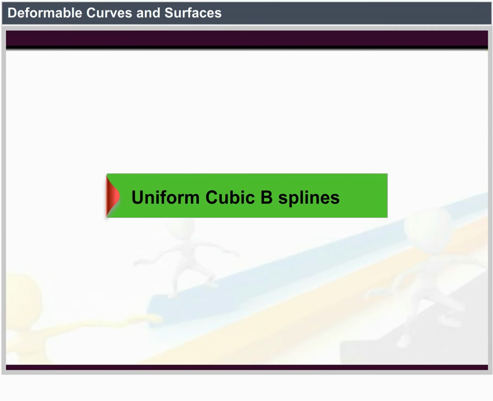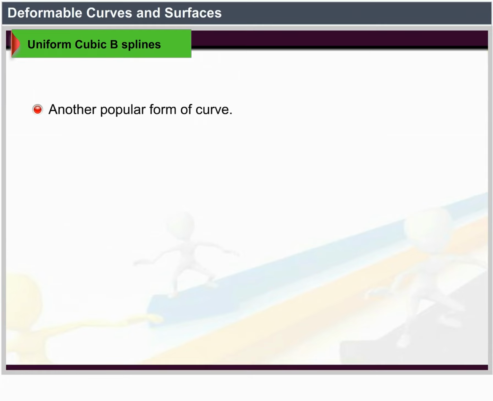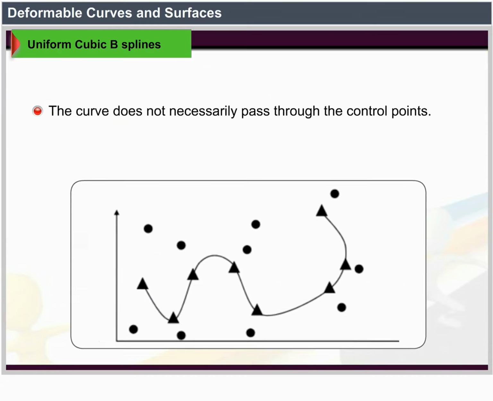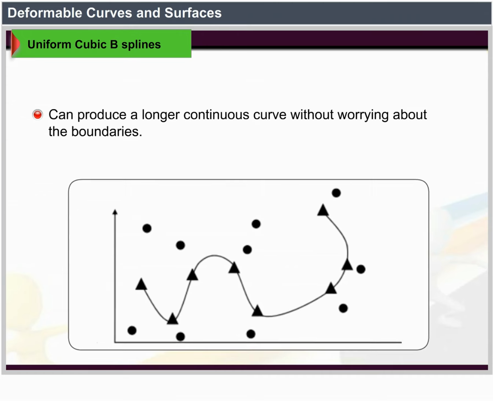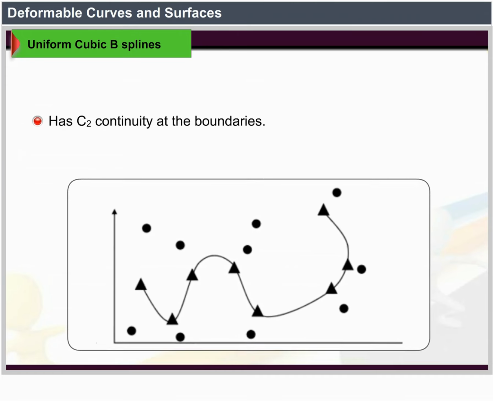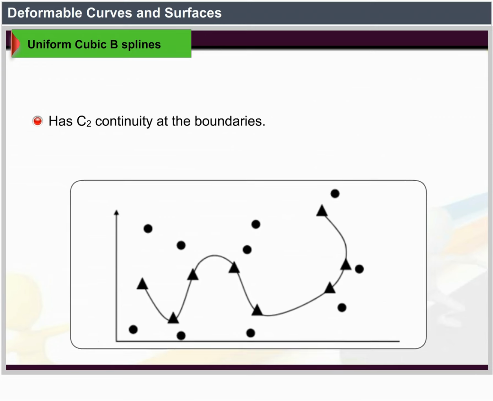Uniform cubic B-splines. This is another popular form of curve. The curve does not necessarily pass through the control points, can produce a longer continuous curve without worrying about the boundaries, has C2 continuity at the boundaries.